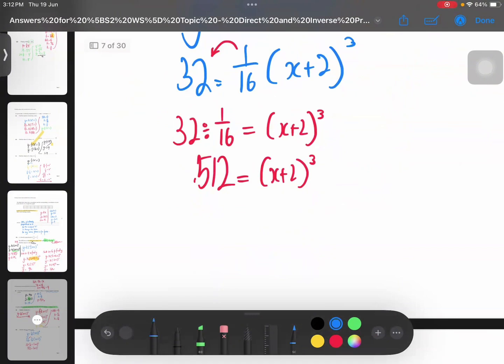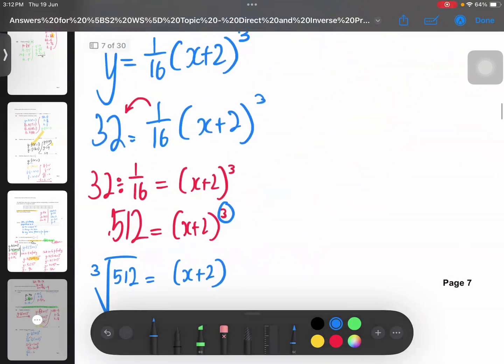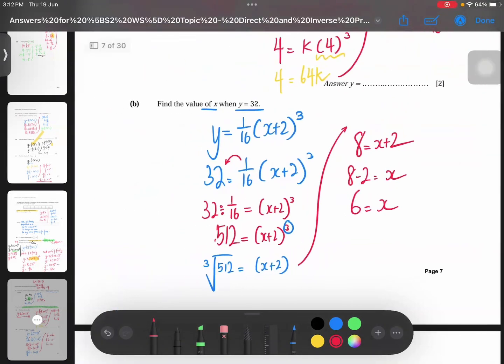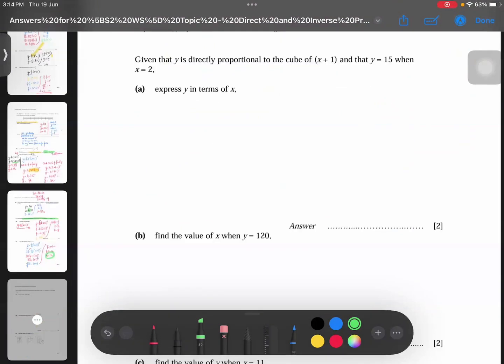Okay, then how do you remove the cube? You just have to cube root this part. Understand now? You don't want to just leave it as cube. Okay, then from here, when you cube root 512, you get an answer of 8. 8 equals x plus 2. What are you going to do? You're going to bring the 2 over. Are you understanding? So 6 equals x. Agree or disagree? Once this is done, that is your answer already. All right, so this is your answer for this question. Now, when we get the next question, you know that y is directly proportionate to the cube.